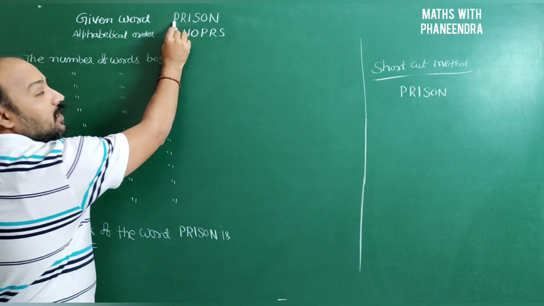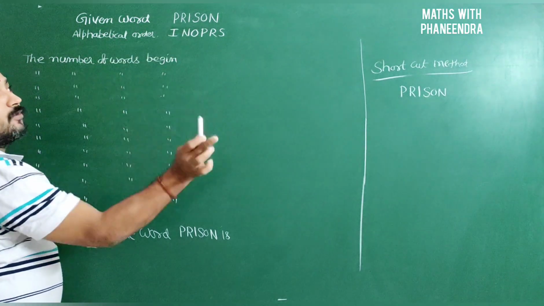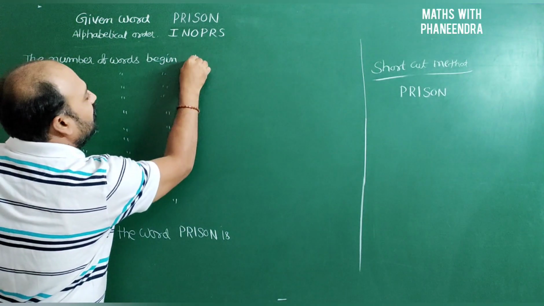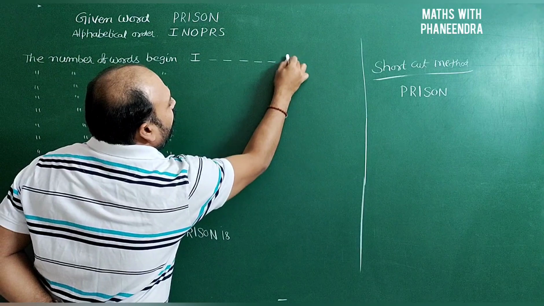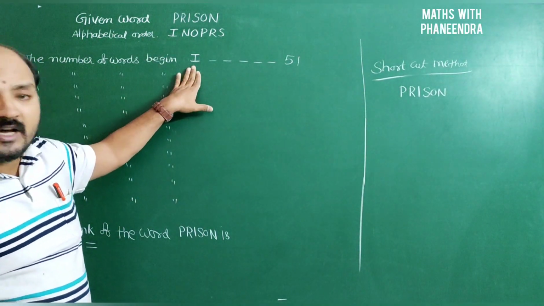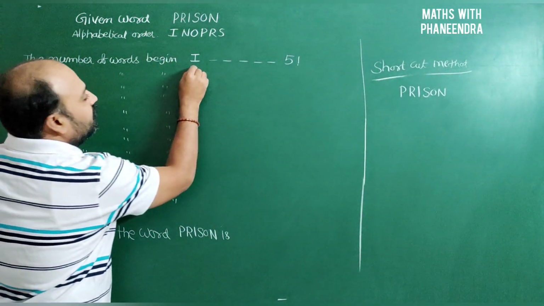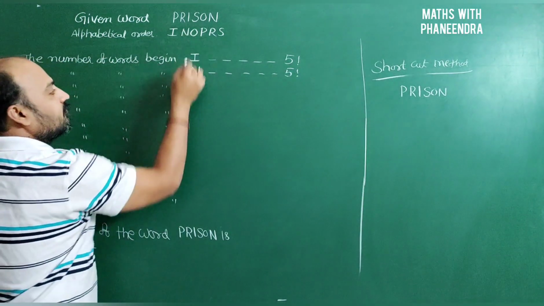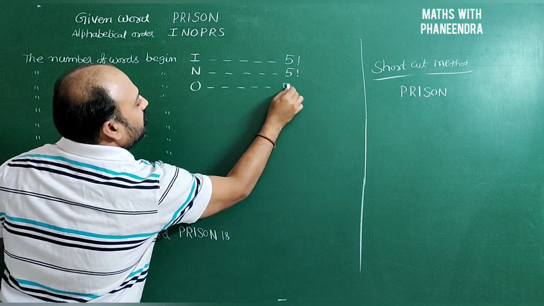In the given word, P is in the first place, and in the alphabetical order it is in the fourth place. So the number of words which begin with I, N and O, you have to write. First, the number of words which begin with I: the remaining 5 places can be arranged in 5 factorial ways. Similarly, the number of words which begin with N is 5 factorial, and the number of words which begin with O is 5 factorial.